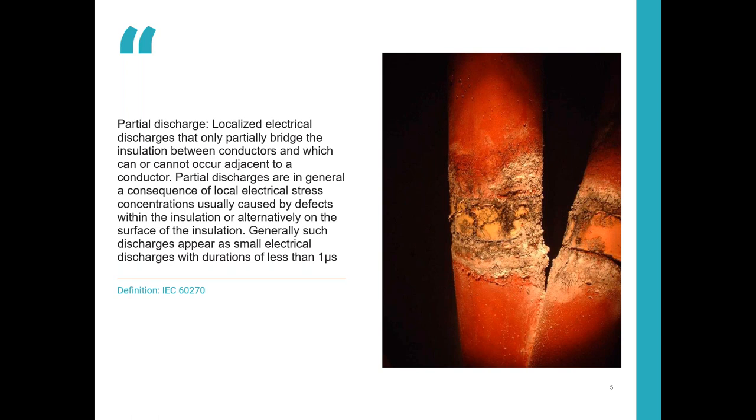By definition, and this is using the IEC definition, IEC 60270, it's a localized electrical discharge that only partially bridges the insulation between conductors and which can or cannot occur adjacent to a conductor. So it's a small discharge within an insulated material or across the surface of it. It can be between the conductor and ground or between two conductors. It's typically a small duration, less than a microsecond, but it will progress.